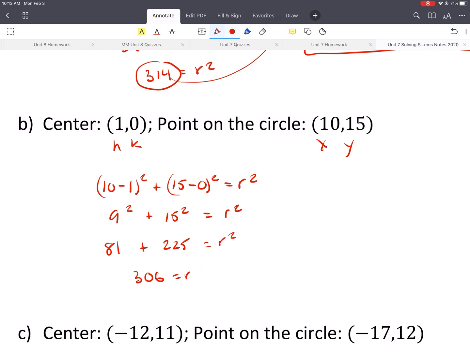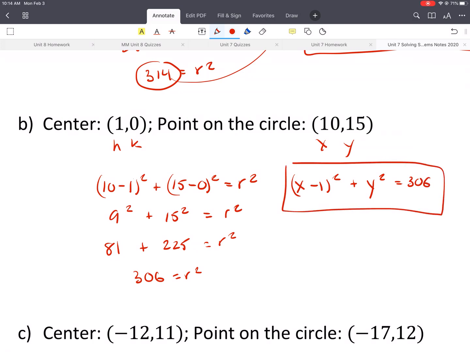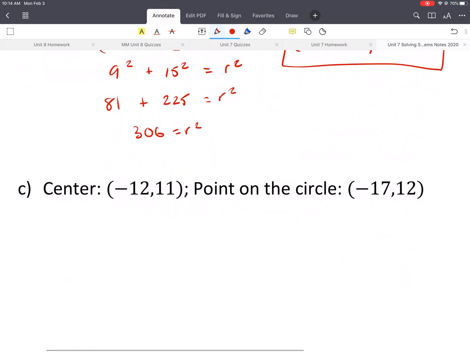And then we're just going to rewrite our equation. So we'll have x minus 1 squared plus y squared equals 306. Okay, again, I often pull that information from here, just so I don't have to look at it again. It's already there. Okay, try this one.